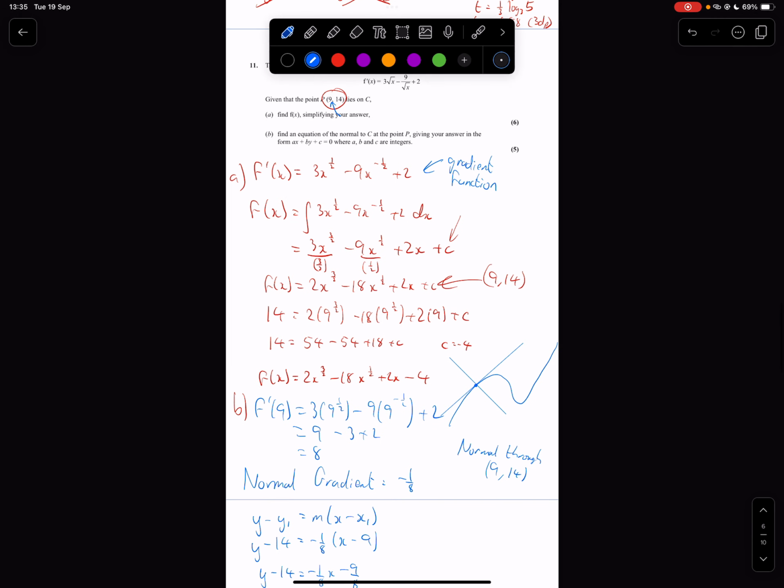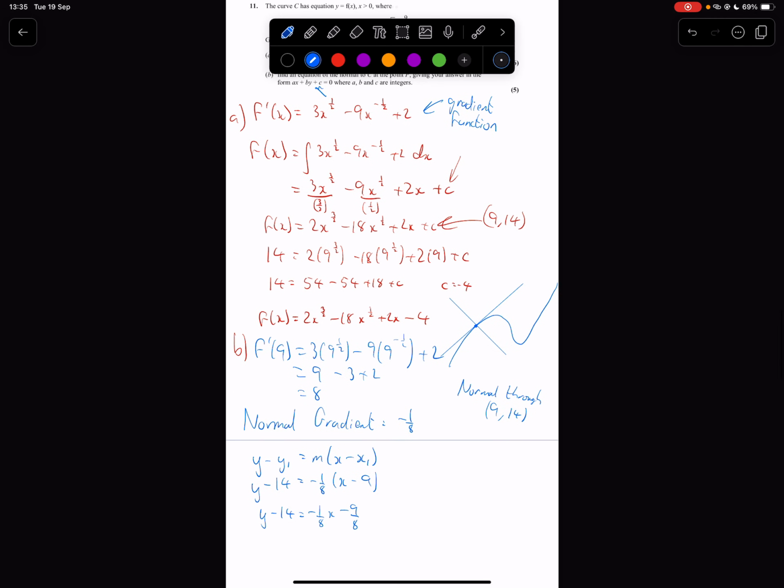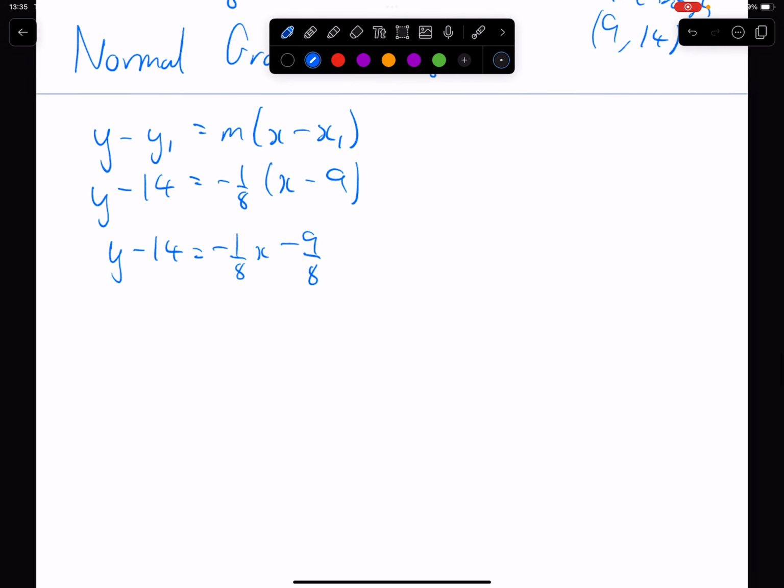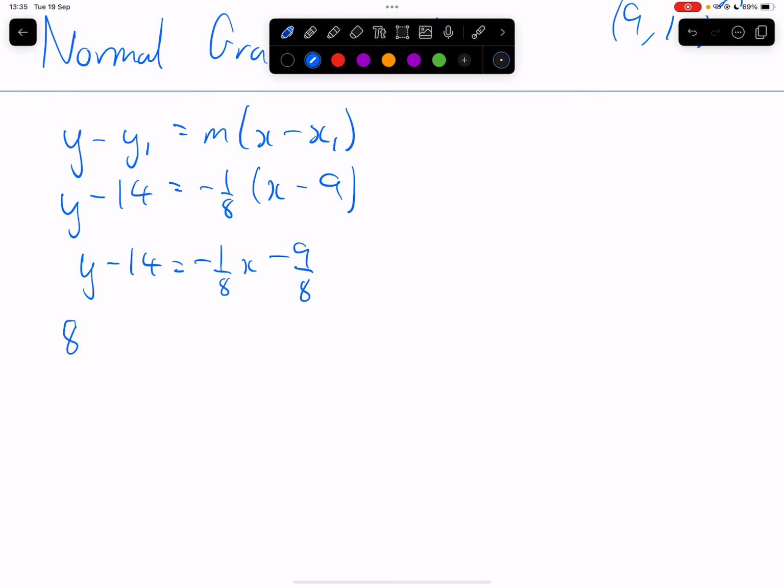Always remember what form you're looking for. We're wanting it in ax plus by plus c, where they're all integers. So if I times everything by 8, 8y minus, I think that's 112, just check. Yep, 112 is minus x minus 9. So x plus 8y minus 103 equals 0.